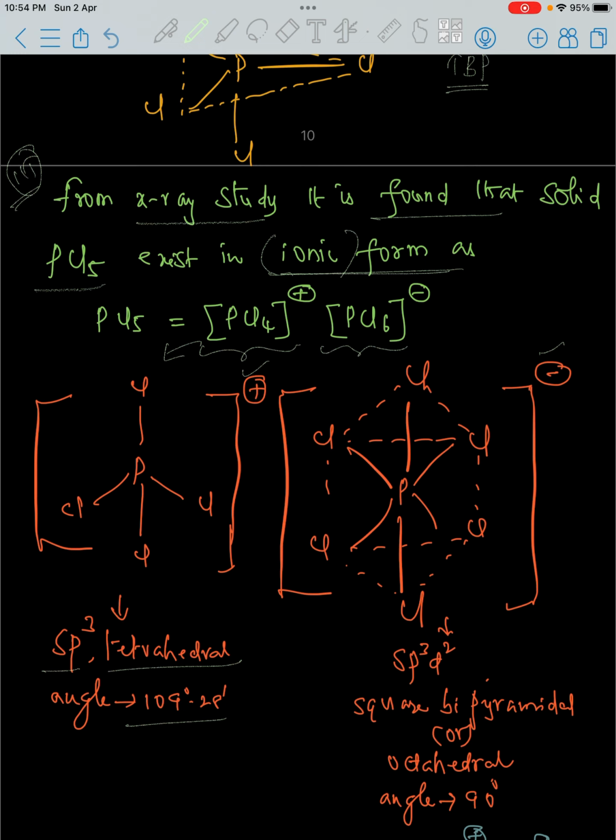Why? Here actually there is a lone pair, but that lone pair is donated. That's why it gets a positive charge. That's the reason. Now there is no lone pair, so the angle becomes 109 degrees 28 minutes. There is no distortion. And coming to this compound, PCl6 minus, the hybridization is sp3d2 and the shape is square bipyramidal, or you can also write it as octahedral. The bond angle is 90 degrees.